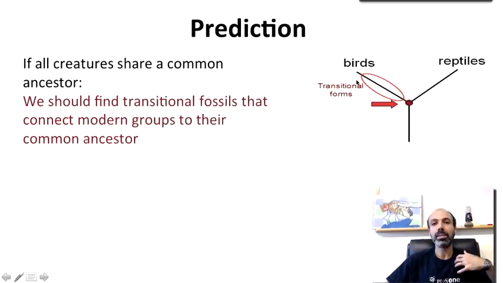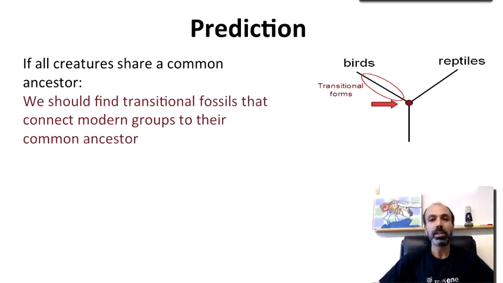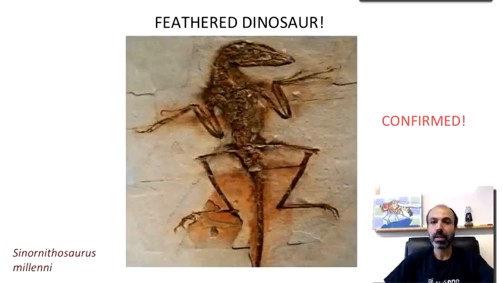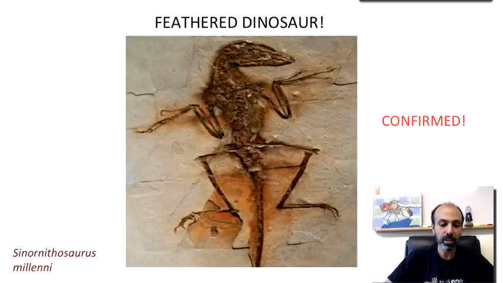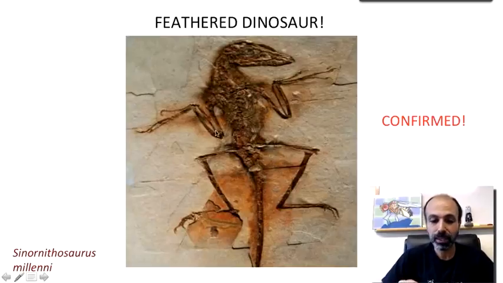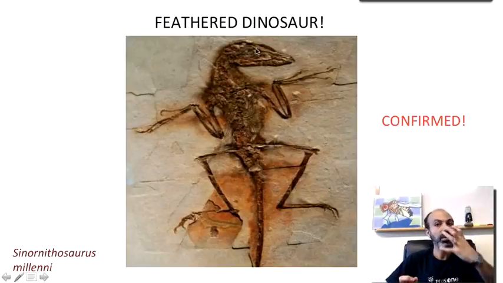So we should see things like the evolution of feathers. We should see things that predate the beak, etc. In fact, that's exactly what we see. We see feathered dinosaurs that existed long before today. All right, so this is an example of Sinornithosaurus millenniae. And if you look at it, it clearly does have feathers. We can see this in the fossil. But notice it does not have a true beak, but in fact it has a mouth with teeth, even though it has a shape kind of similar to a beak.